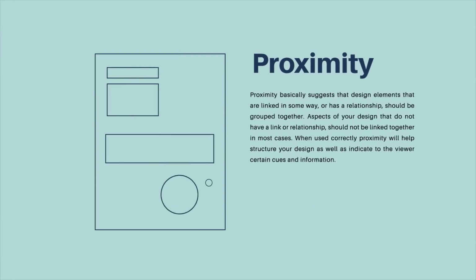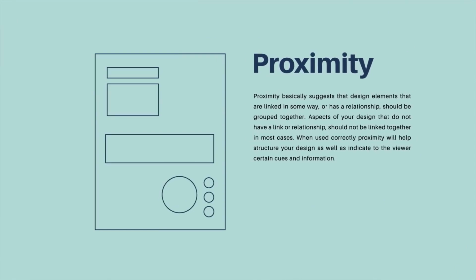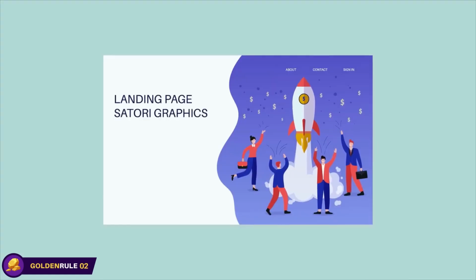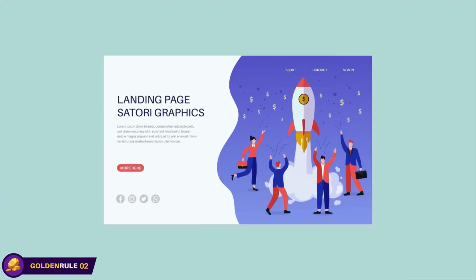of this one. Secondly, we're now moving on to why proximity is such an important aspect of layout design. Proximity basically suggests that design elements that are linked in some way or have a relationship should be grouped together. Aspects of your design that do not have a link or a relationship should not be linked together. In most cases, when used correctly, proximity will structure your design, as well as indicate to the viewer certain cues and information. So here is a landing page design.